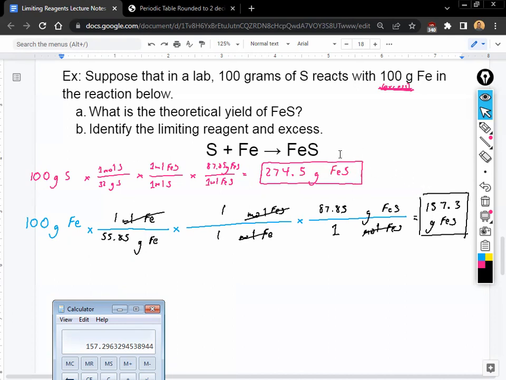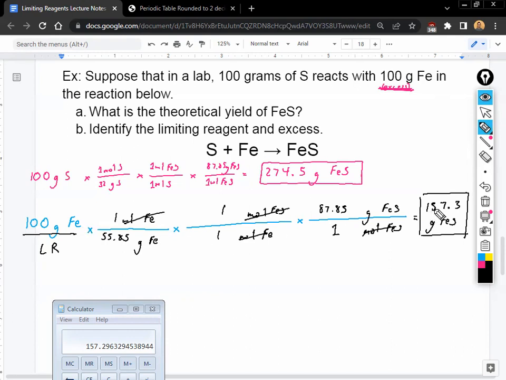Now, what did we say is the correct answer? Which of these values should we pick? The smaller one, right? Why do we pick the smaller one? Yeah, exactly. This is the limiting reagent. This is correct. This is the limiting reagent.